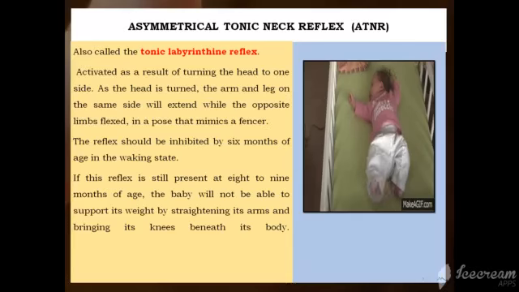The reflex would be inhibited by 6 months of age, and if this reflex is present at 8 to 9 months of age, the baby will not be able to support its weight by straightening its arms and bringing its knees beneath its body.